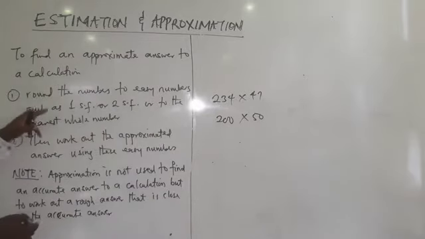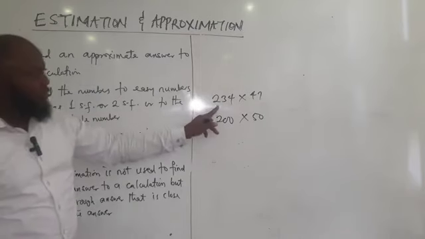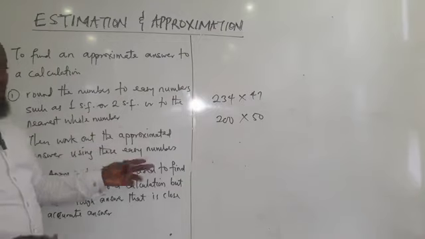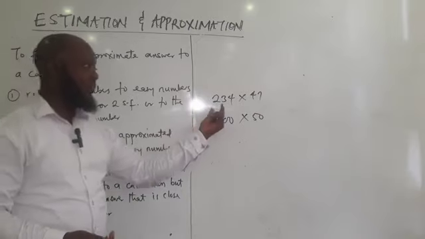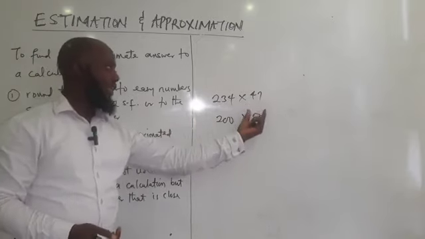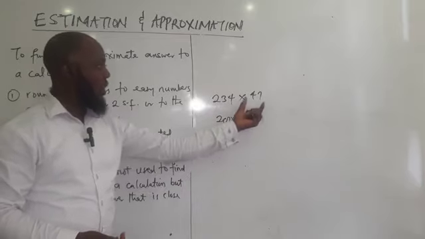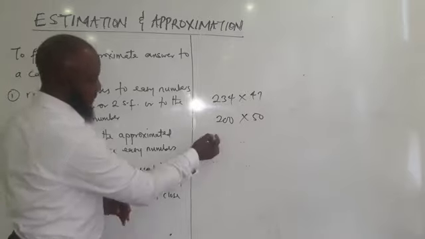So that's why we round to easy numbers, such as one significant figure. I've rounded this one to one significant figure, or two significant figures, or to the nearest whole number. This one I've rounded to the nearest whole number. I've already rounded this one to the nearest whole number, and at the same time it's also to one significant figure. And this also to one significant figure. So it will be easier for us to multiply this in our brain.